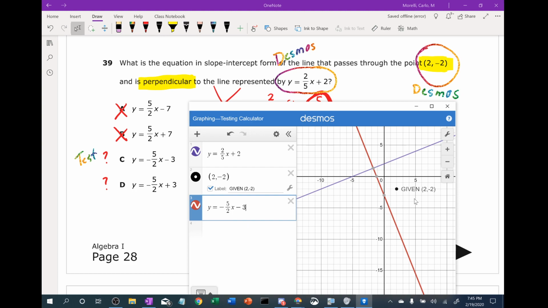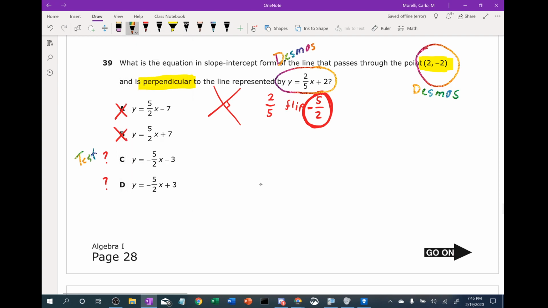Okay, so do you see? -5/2 x minus 3 is definitely perpendicular, but it doesn't pass through my point. So for that reason, it's wrong. If you're a Shark Tank watcher, I'd say for that reason, I'm out. Now, it's got to be D, right? But let's check to make sure.